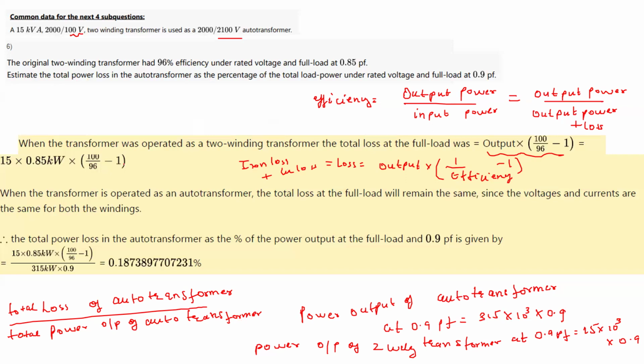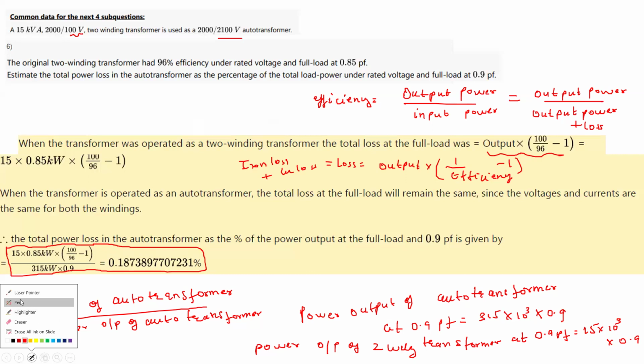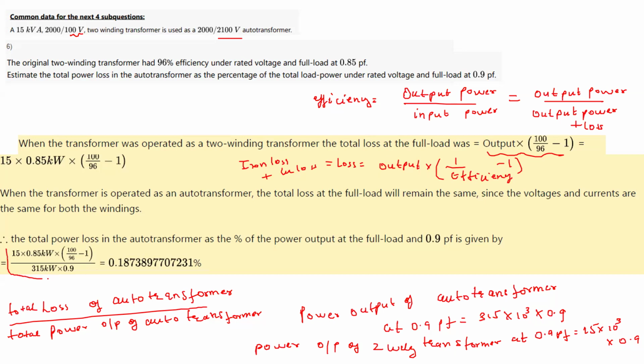This loss we have calculated from the two winding transformer efficiency formula. So the total loss we have obtained, and then the total loss divided by the power output of the transformer at 0.9 pf, if we do that, we get this. Is there any doubt in this question?